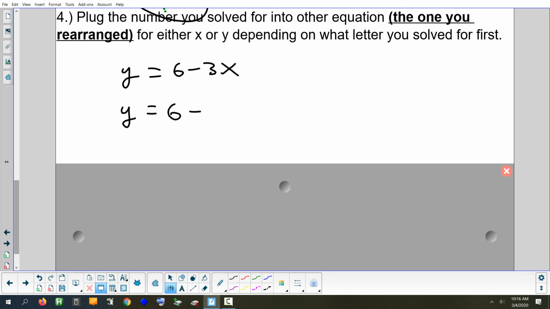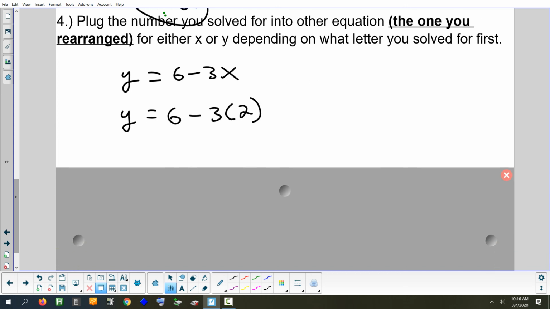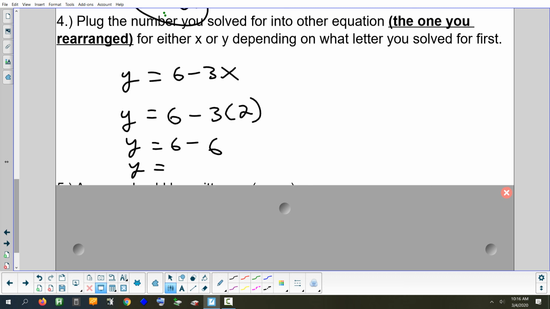So 6 minus 3 times 2. Okay, so do that out, and then that's our answer for y. Adriana, what's 3 times 2? So we got 3 times 2 is 6. And Aileen, 6 minus 6? 0. So there's your answer for y.